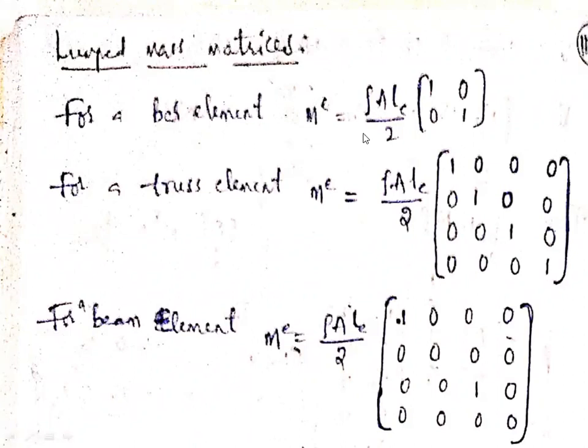Let us recall the lumped mass matrix for a bar element. For the bar element, the lumped mass matrix can be defined as rho A L by 2 into [1 0; 0 1]. Similarly, for the truss, the lumped mass matrix would be equal to rho A L by 2 into the diagonal matrix with ones on the diagonal: 1 0 0 0, 0 1 0 0, 0 0 1 0, 0 0 0 1. And similarly for the beam, the lumped mass matrix can be defined as rho A L by 2 with ones at the translational diagonal entries and zeros elsewhere. So these are very, very important formulas for solving the problems. So thank you.